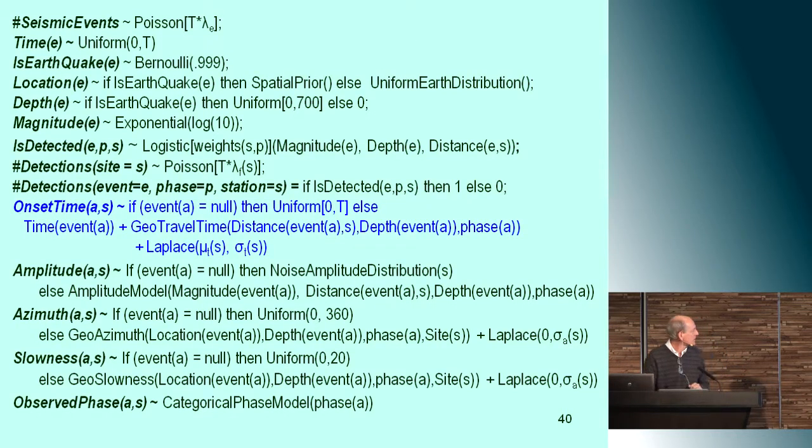Another important part of the model is the onset time. So when do we expect the signal to arrive at the station? And this depends on the distance between the event and the station. And the physicists already have a complicated model, the geo-travel time function, which is a deterministic function that assumes a radially symmetric density model of the Earth. And from that model, you can calculate travel times. But it's not exactly correct.